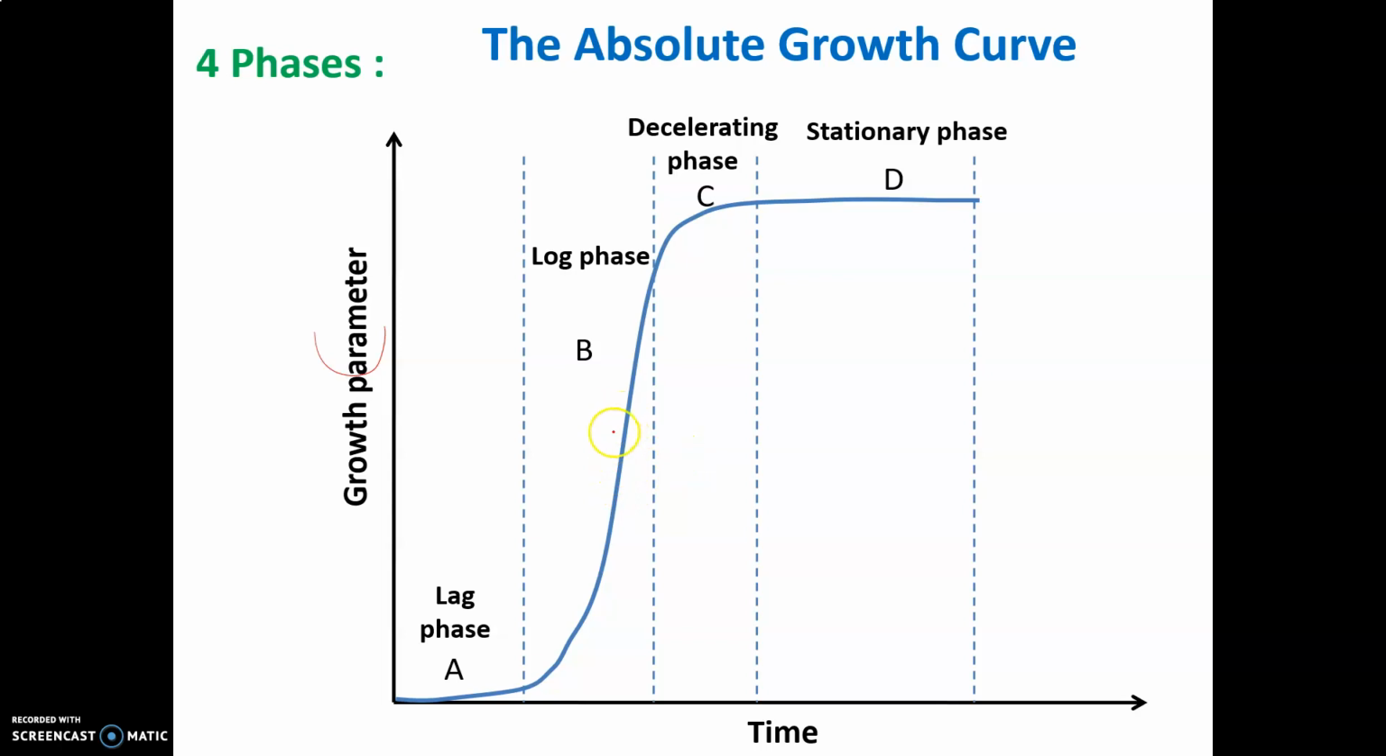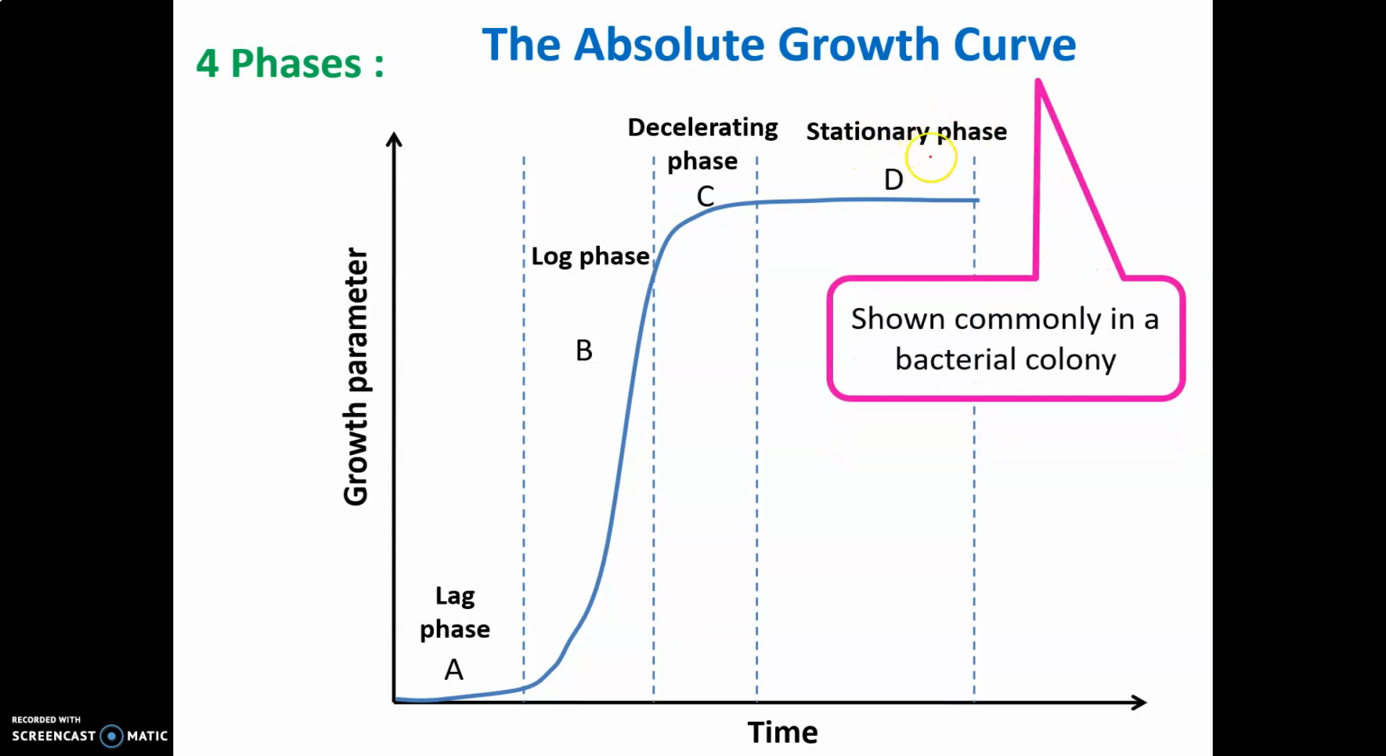What are the phases? What is actually happening in the different phases of absolute growth curve? Started off with lag phase, and then log phase, decelerating phase, and stationary phase. Okay, and this is commonly shown in a bacterial colony. You bayangkan, sekarang ni situasinya adalah kita ambil bakteria itu, kita letak dia dalam petri dish. You ingat tak chapter 8, kita letak dalam petri dish, and then di petri dish tadi akan ada nutrient, dan akan ada ruang, we gonna have space, okay, and then nutrient and spaces tu yang utama.